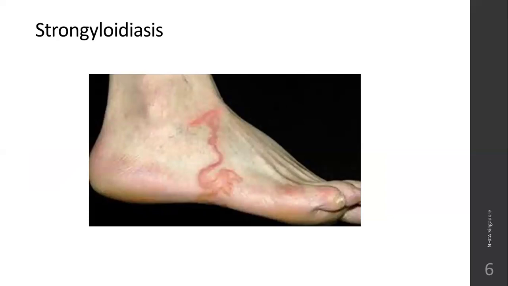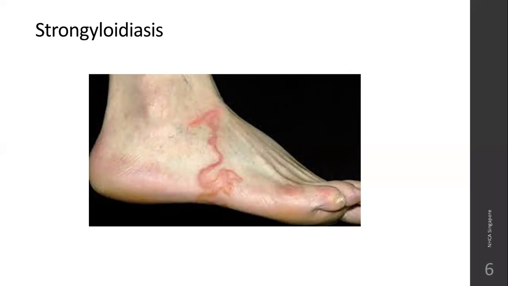Next is strongyloidiasis. They also infect by penetrating through the skin of your feet, and they can pass through the pulmonary phase and finally settle in the gut. Okay, so walking barefoot can lead to this. Mature female worms can also pass eggs that immediately hatch out into larvae, and you can detect it in stool examination.